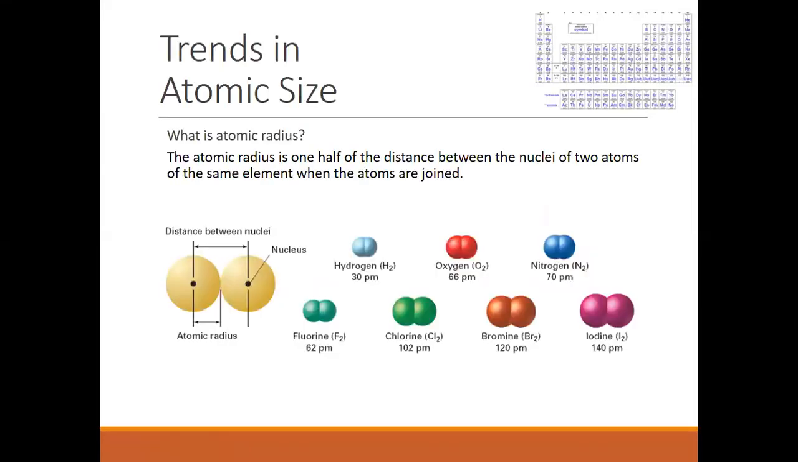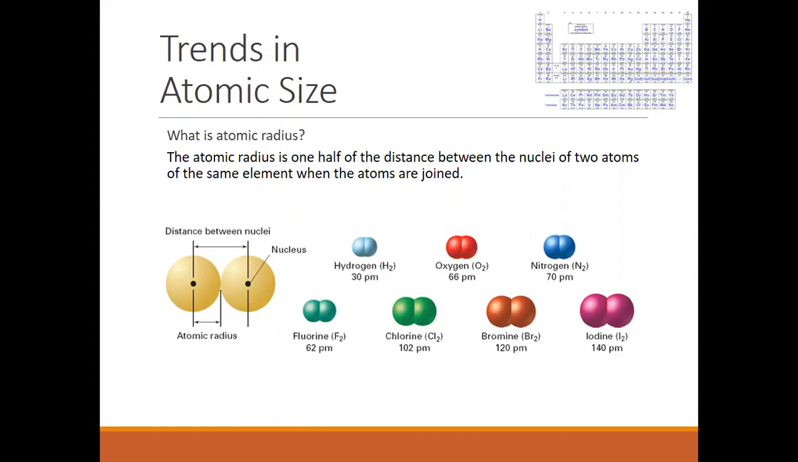So first we're going to talk about how atomic radius varies across the periodic table, and that's its trend. So it's what it's doing overall across the periodic table. But before we talk about that, we have to say, well, what is atomic radius? What do we mean when we say that?